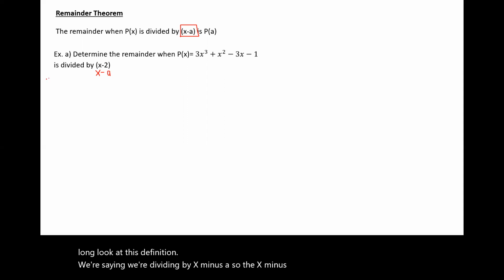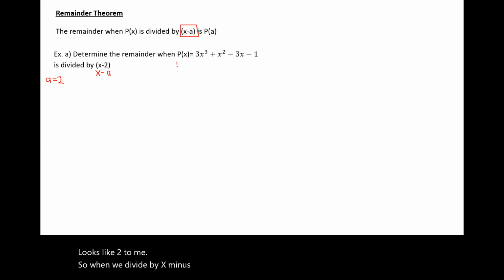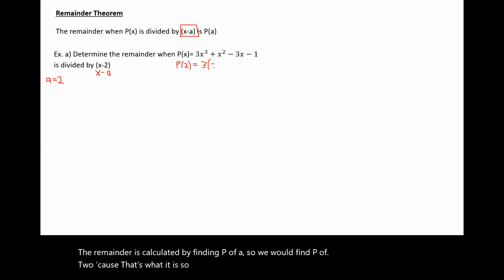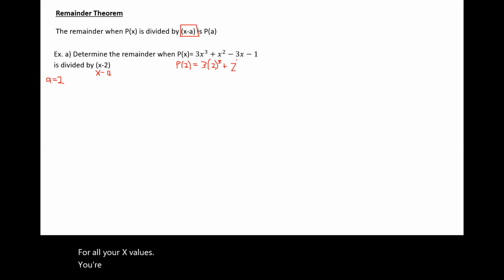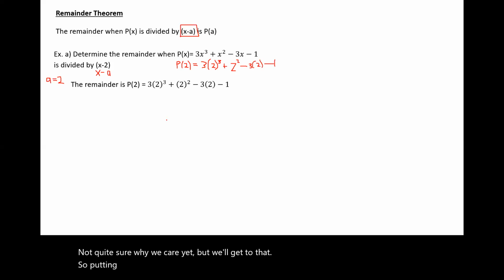First question you want to ask yourself, what is a in this question? Looks like 2 to me. So when we divide by x minus a, the remainder is calculated by finding p of a. So we would find p of 2, because that's what a is. To calculate p of 2, you're putting 2 in for all your x values. You're working out the numbers, and that'll tell you what your remainder is. Not quite sure why we care yet, but we'll get to that. So put in all those 2's. Let's work out those numbers and see what we get.